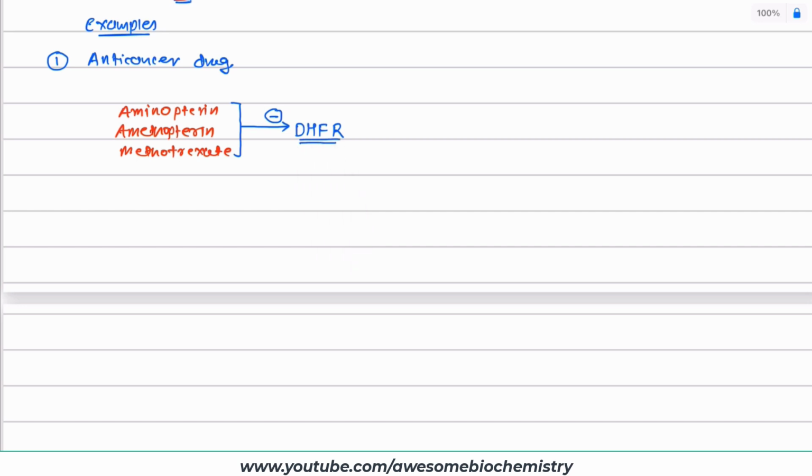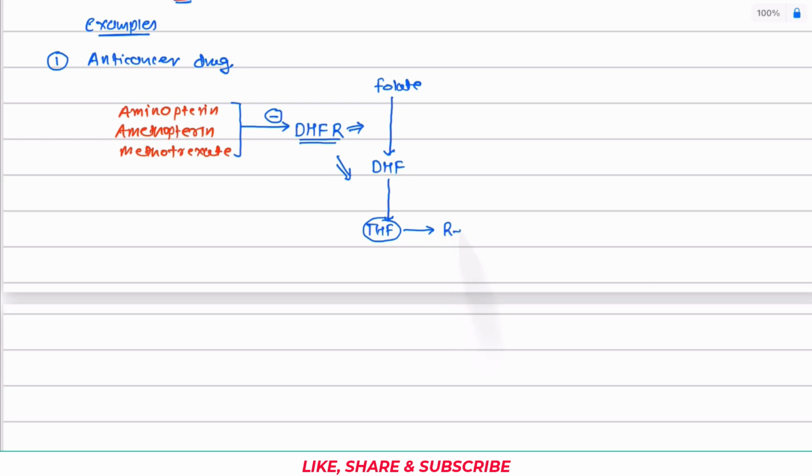This dihydrofolate reductase generally converts folate into dihydrofolate, and dihydrofolate further gets converted to tetrahydrofolate. These both reactions are catalyzed by the dihydrofolate reductase. This tetrahydrofolate is the active form of folic acid. It has many functions, and one of the important functions of tetrahydrofolate is for replication and cell division. So for cell growth, tetrahydrofolate is required. This folate we take in the diet, but this folate is not directly useful. It needs to get converted into its active form.